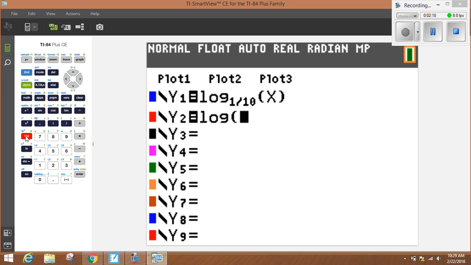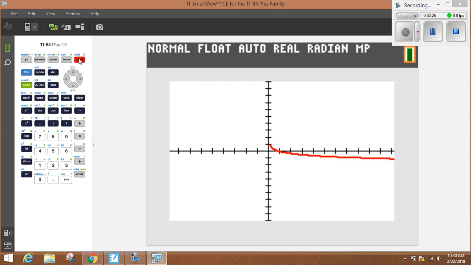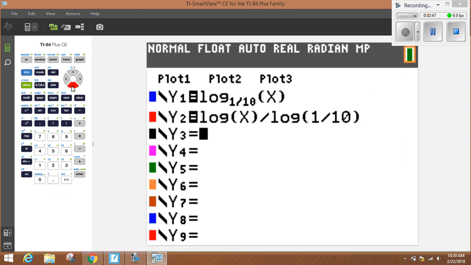So that's going to be log base 10 of x divided by log base 10 of 1/10. And I should have some overlapping graphs if I did it right. I do. Yay, they're the same. We have effectively changed the base. Now I'm going to enter log base 1/2 of x and log base 1/5 of x, but I'm going to use the change of base formula to do that so that we can do it on any calculator that we want.